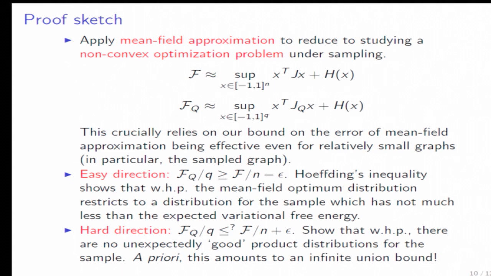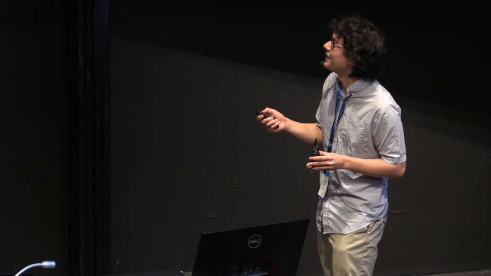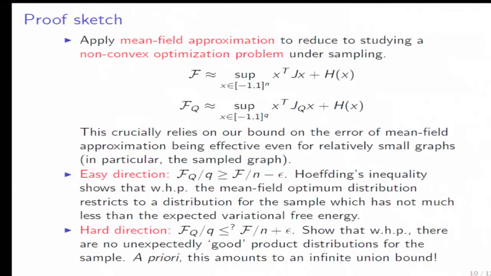But there is actually one part which is trivial. The top one is the free energy for the big model, and the little one is for the small model. If I have a good solution for the big model, I can just restrict that to the small model, and we know concentration inequalities, so it's going to be a good solution for the variational problem in the small model. That means when I sample down, I'll always get a free energy at least as big as what I expect. But the hard thing is, there could be a product distribution for the small model which is unexpectedly good and doesn't generalize to anything in the big model.